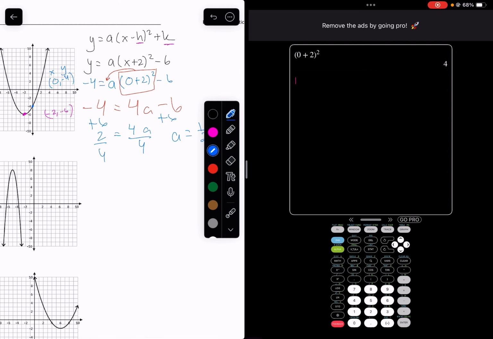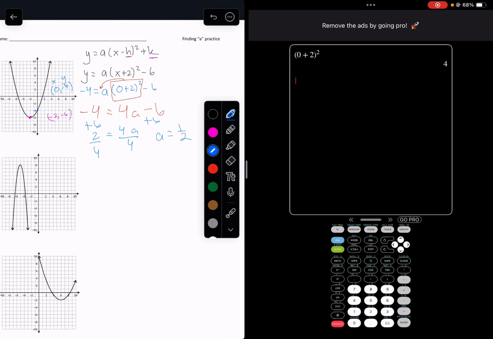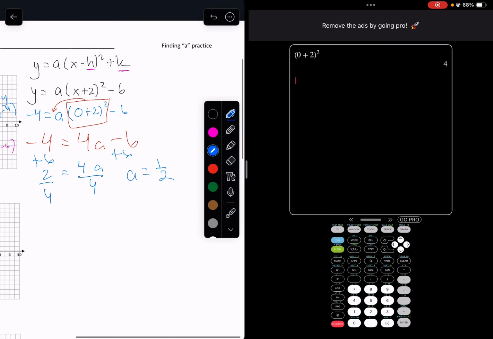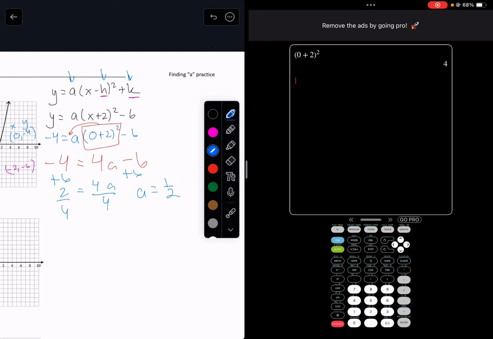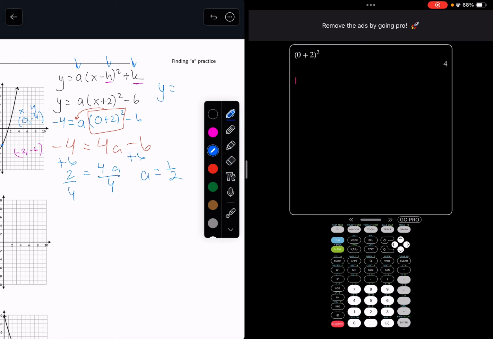When we write our final answer here, we have to make sure that we've plugged in for a, h, and k. So we're going to do y equals 1/2. That's our a value. And then we've got x, and then our vertex is going to be plus 2, squared, minus 6. And this would be our answer here. There are a lot of steps. Again, you use your vertex and a point, plug that in, and solve for a.